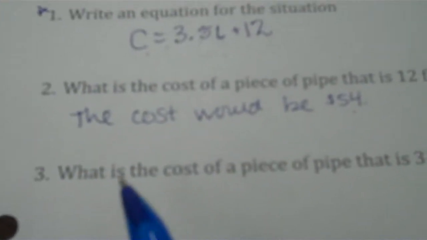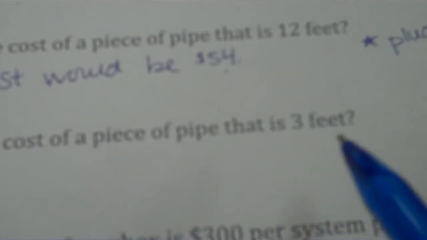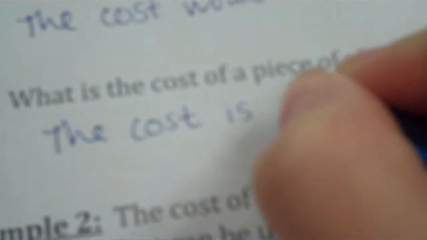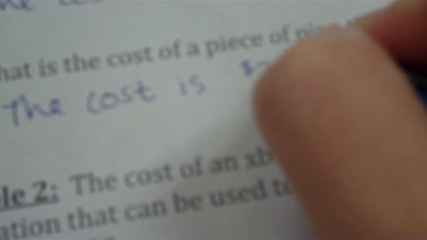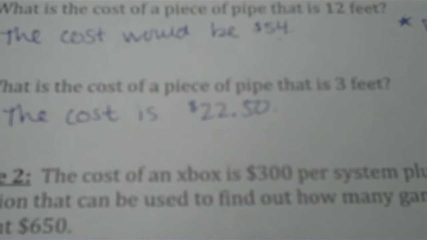The third question is the same as the second. What is the cost of a piece of pipe that is 3 feet? Well, we just do the exact same thing. We put 3.5, but instead of L, we put parenthesis, and the length is 3 feet. Plus 12. And the answer is $22.50. So you would put something like, the cost is $22.50. Make sure you're writing capital letters, periods at the end, complete sentences.